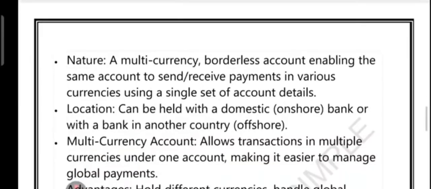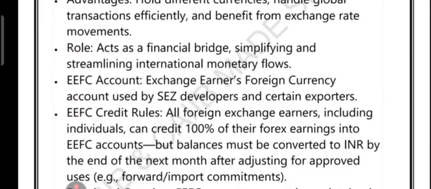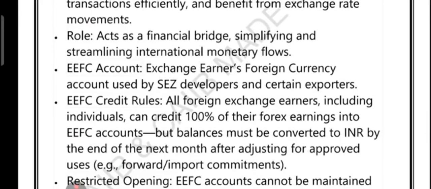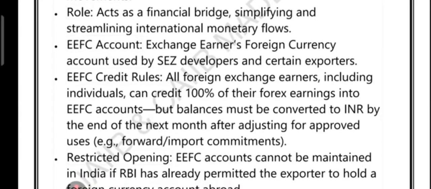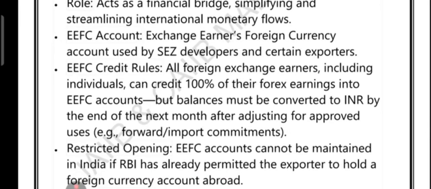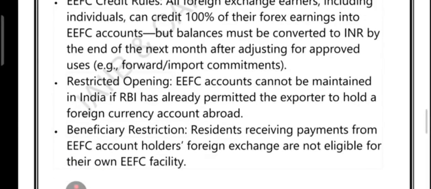For exporters and certain businesses, there is something called the EEFC account, Exchange Earner Foreign Currency Account. You know about it, right? Where you can park your entire foreign earning. But here is the catch. The catch is that you must convert unused balance into rupees by the end of the next month after using what is needed for import or a similar approved purpose. So whatever money is in foreign currency has to be converted into Indian rupees by the end of the next month, right? If RBI already allows you to keep a foreign currency account abroad, you can't also have an EEFC in India. Also, if you receive foreign currency from someone's EEFC account, you can't get an EEFC account yourself.